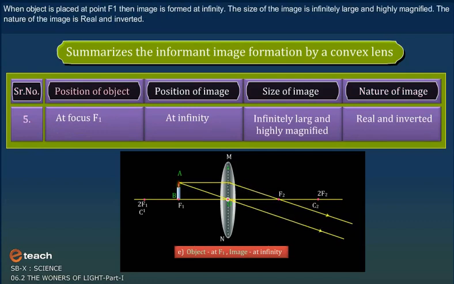When object is placed at point F1, then image is formed at infinity. The size of the image is infinitely large and highly magnified. The nature of the image is real and inverted.